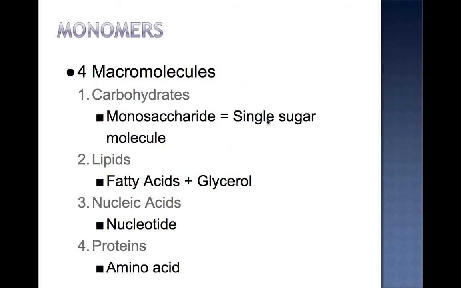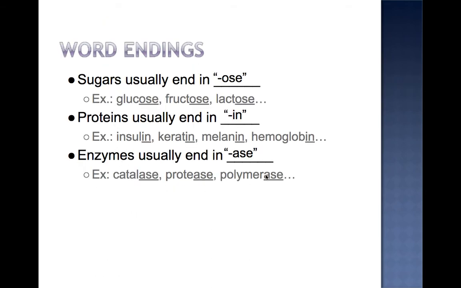Carbs, simple sugar, monosaccharide is the monomer. Lipids monomer, fatty acid and glycerol. Nucleic acid, their monomer is a nucleotide. And a protein's monomer is an amino acid. And here's just a little helpful hint. Sugars usually end in ose, as I said earlier, glucose, fructose, lactose. Proteins will usually end in IN. Insulin, keratin, melanin, hemoglobin, these are just tricks to help you understand, hey, I don't know what that word is, but it ends in IN, so it might be a protein.